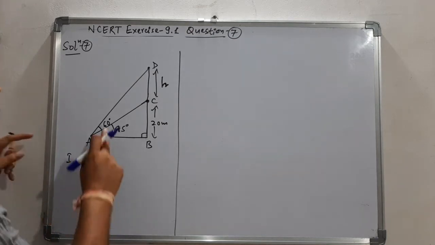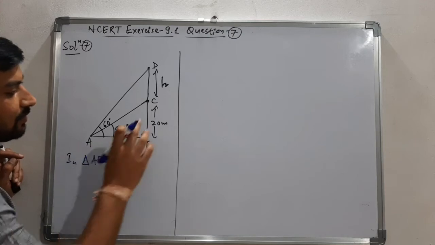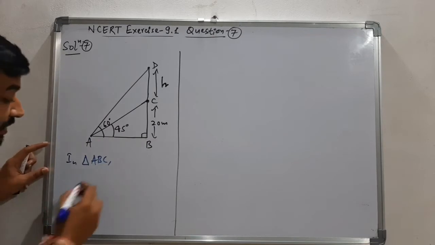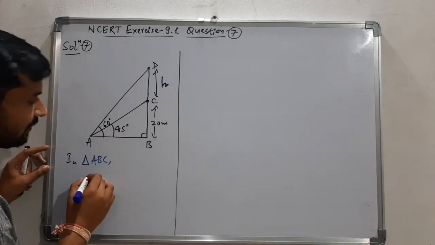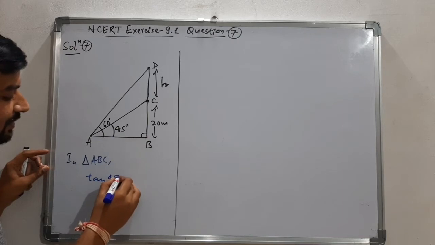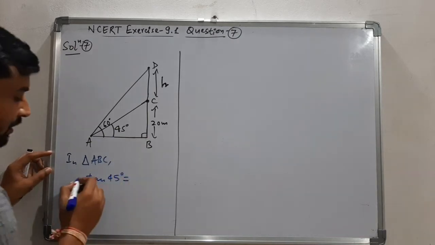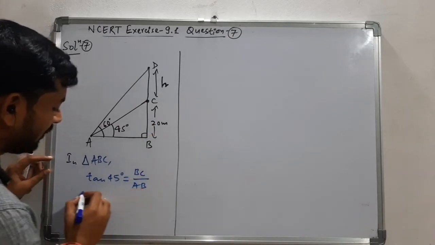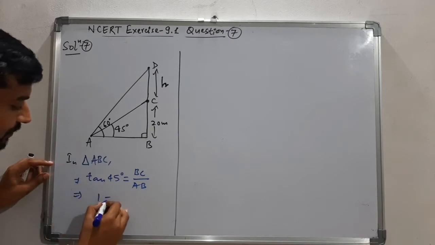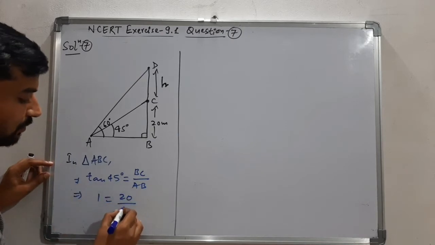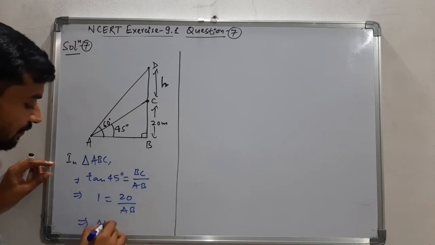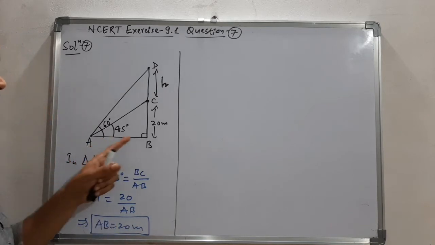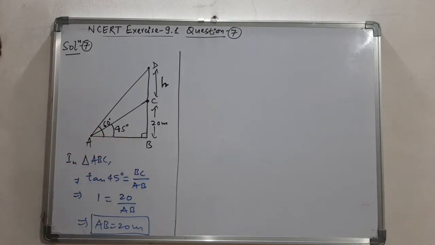In this situation we can use tan theta, because we know the height of this building and we do not know the distance of point A from the base of the building. So I am using tan here. In triangle ABC I am using tan theta, that is tan 45, and here the perpendicular is BC and the base is AB. Tan 45 is nothing but 1 and BC is 20 meters. So from here we are getting AB is also 20 meters. So the distance from the point to the base of the building is 20 meters.